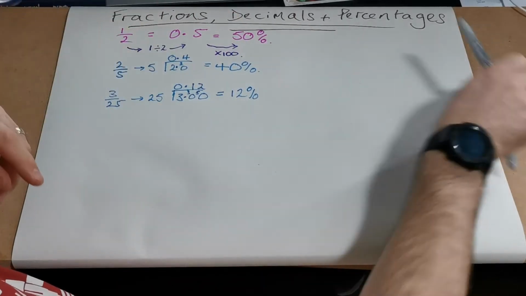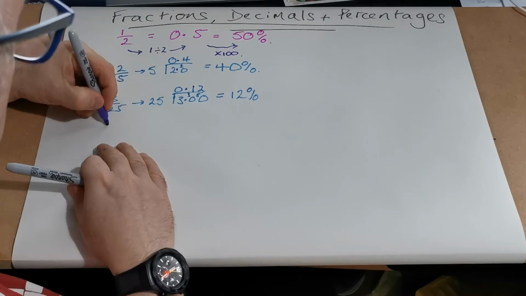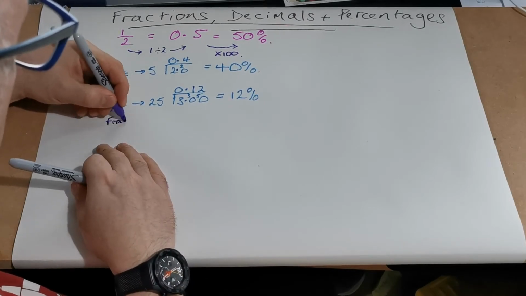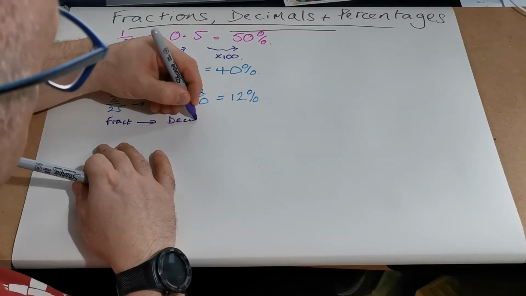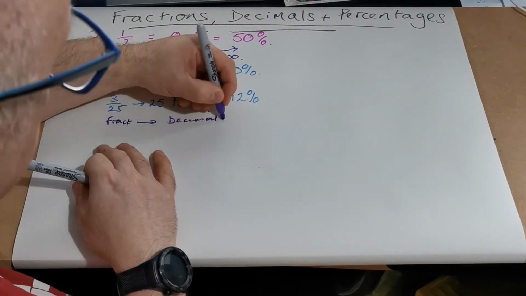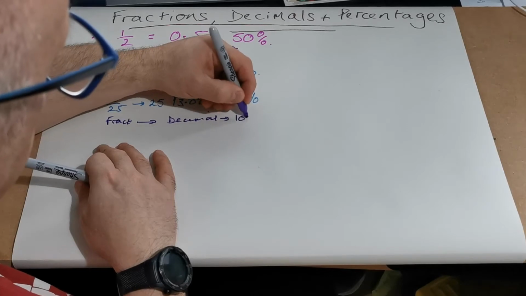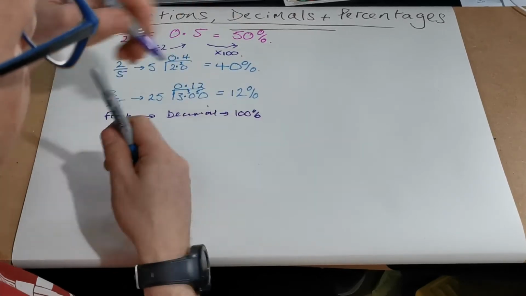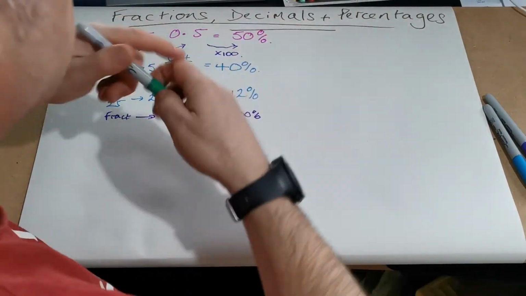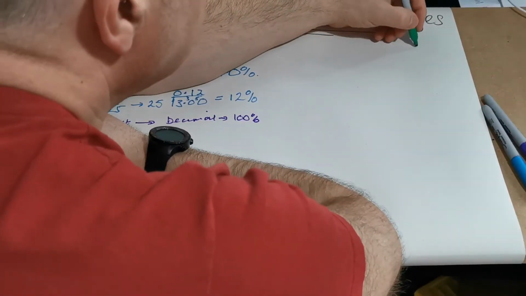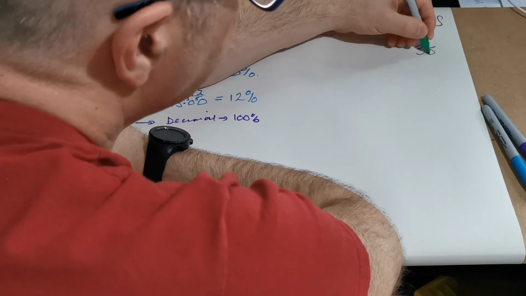So that's how we go from a fraction to a decimal to a percentage. So what about if we were doing it in a different order? So let's say I got 35%.